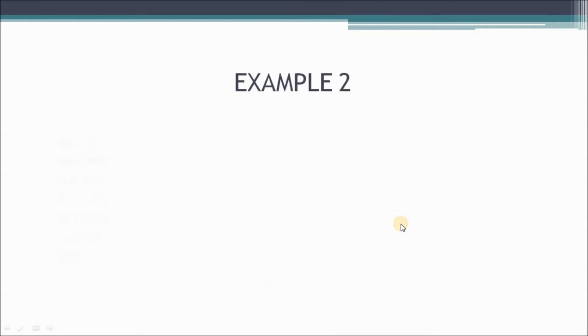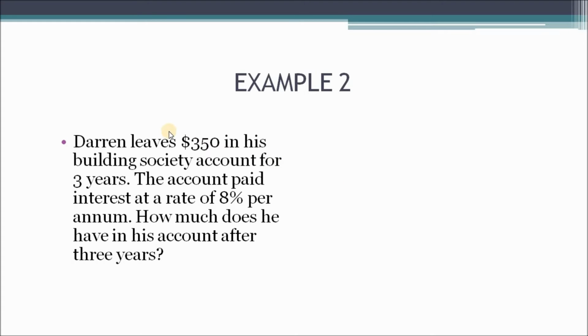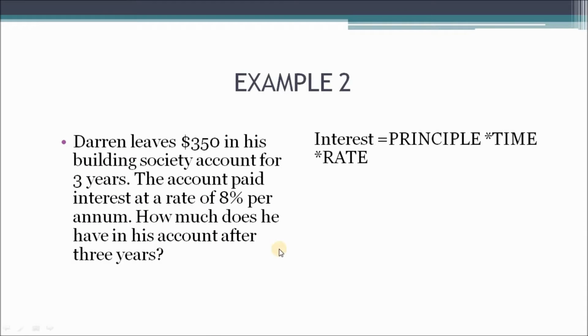Now let's go to example number 2. Example number 2 says Doreen leaves $350 in his building society account for 3 years. The account paid interest at a rate of 8% per annum. How much does he have in his account after 3 years? Here it's the same formula: principal times time times rate, that is $350 times the time, that is 3, times the rate, that is 8%.